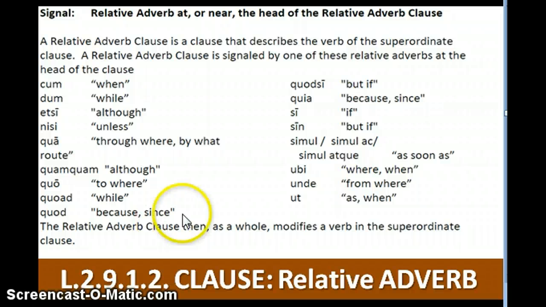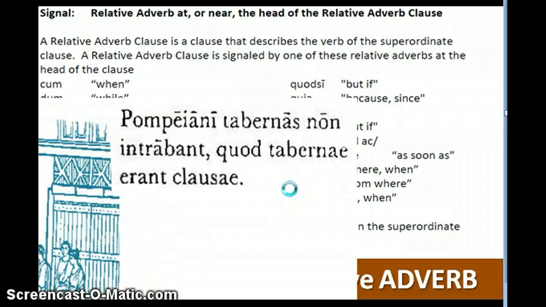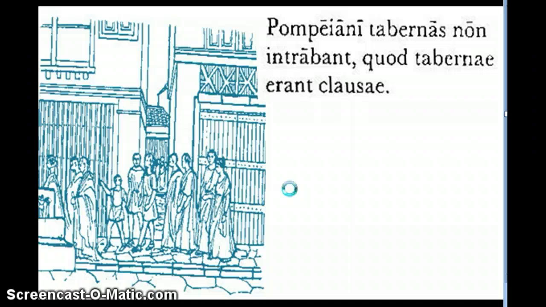So quod meaning because, quia meaning because, ubi, where and when. We've already seen these. Now these could be interrogatives, right? Where are you at? When are you going? But it could be he walks to the store when it is time to go. We have already seen these connectors for relative adverbs.